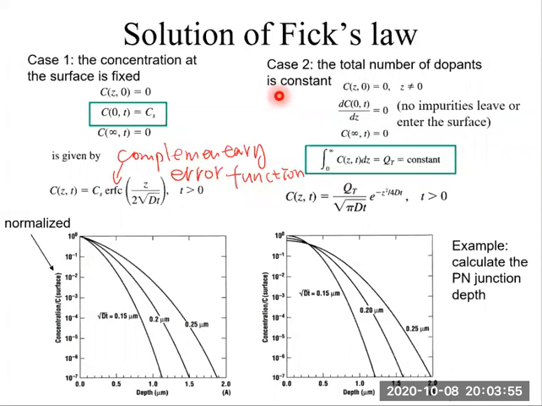Next, let's take a look at case 2: the total number of dopants is constant. This actually represents ion implantation. For ion implantation, the total number of dopants is a constant. Then we have this boundary condition: the integration of the concentration from 0 to infinity should be equal to a constant, like Qt.